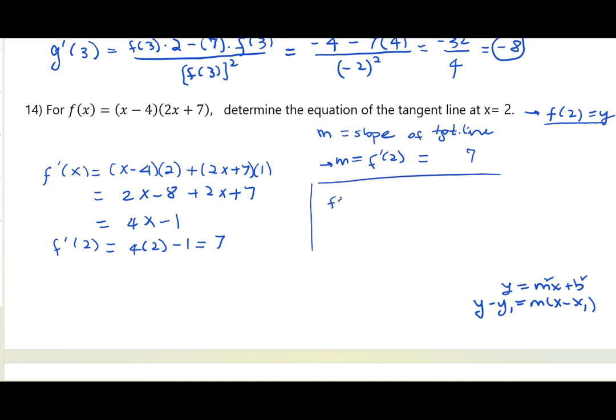So to get f of 2, I need to plug directly into the given equation, where we have 2 minus 4 times 2 times 2 plus 7. So 2 minus 4 is negative 2, and here we have 4 plus 7 is 11. So f of 2, or the y value, is going to be negative 22.